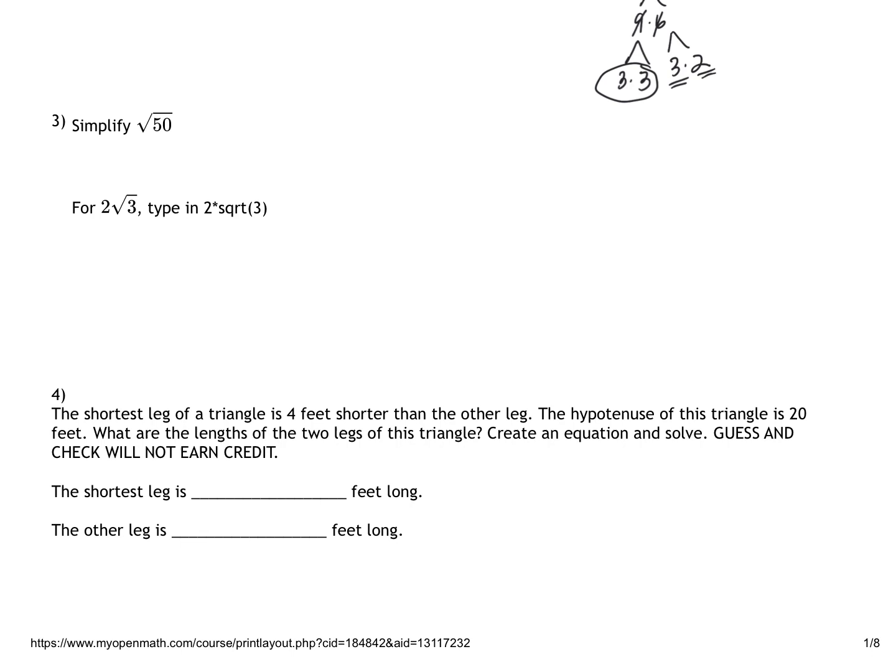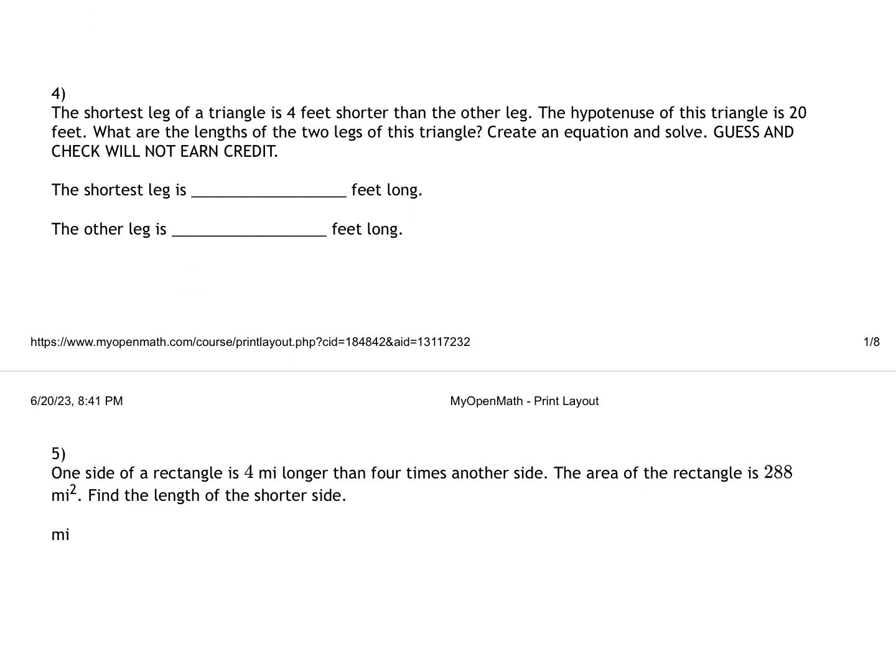All right, number 3, similar to those. Number 4, the shortest leg of a triangle is 4 feet shorter than the other leg. The hypotenuse, okay, so since this is a hypotenuse, it means you have a right triangle. So I'm going to draw a diagram. The shortest leg is 4 feet shorter than the other leg. The hypotenuse is 20 feet. What are the lengths of the two legs of this triangle?